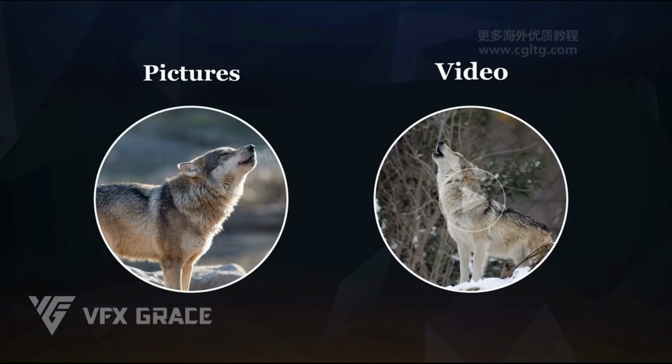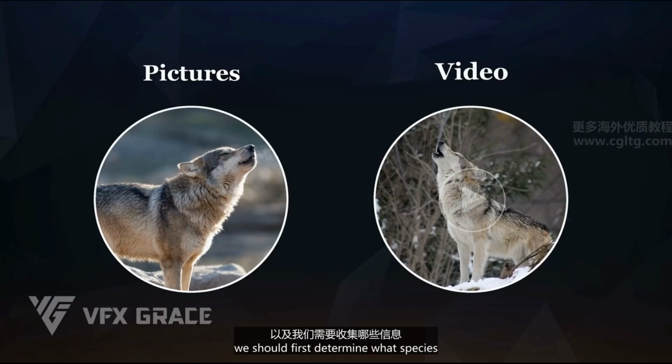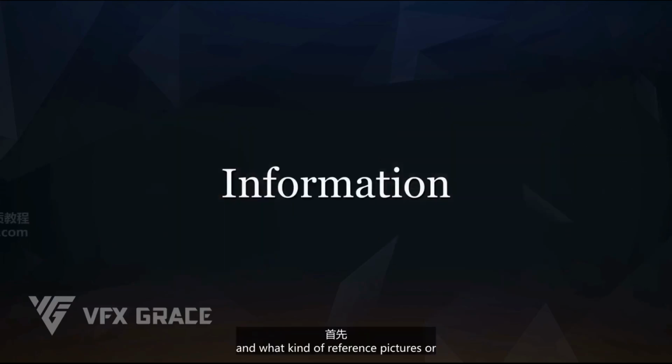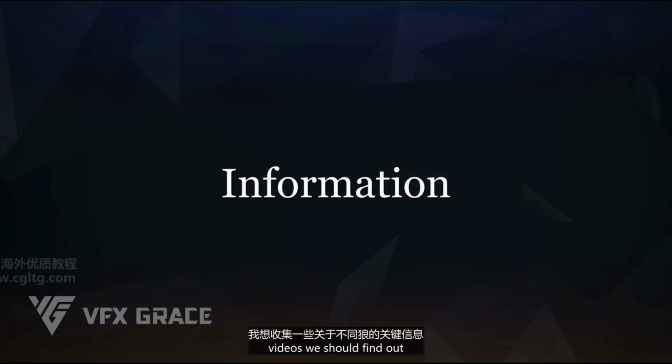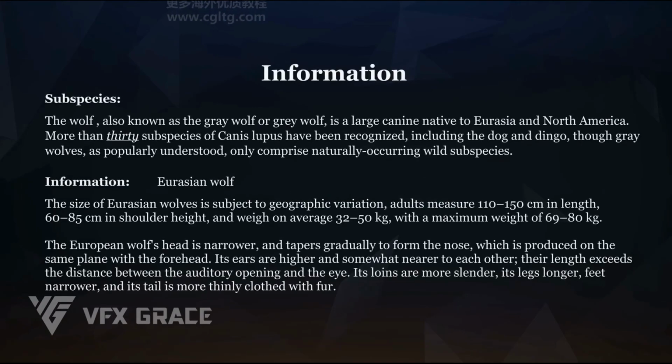that you need. Alright, before we get into modeling, we should first determine what species we will create and what information we should acquire, and what kind of reference pictures or videos we should find out. Let's say we are going to make a 3D wolf. First, I want to gather some essential information of different wolves, such as their breeds, coat colors, body shapes, living environments and habits, etc. Breed is the first to consider.